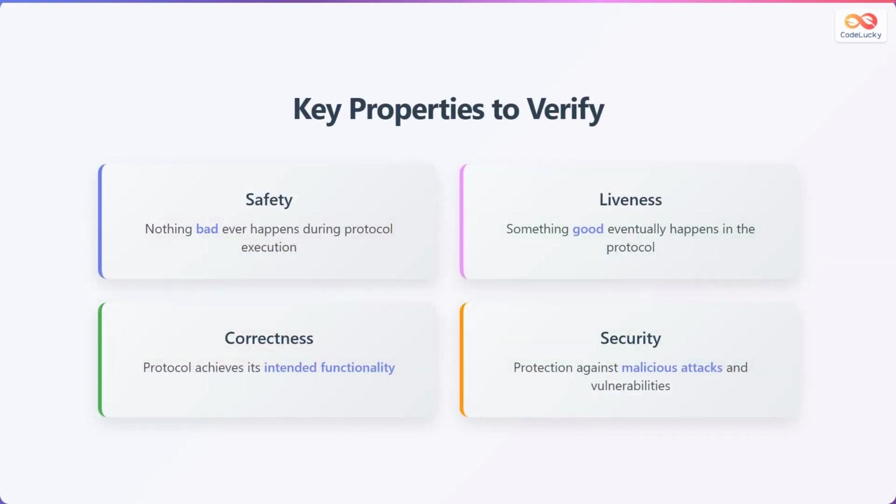Key properties to verify during protocol verification. The first is safety. Nothing bad ever happens during protocol execution. Second, liveness. Something good eventually happens in the protocol. Third, correctness. Protocol achieves its intended functionality. Fourth, security. Protection against malicious attacks and vulnerabilities.